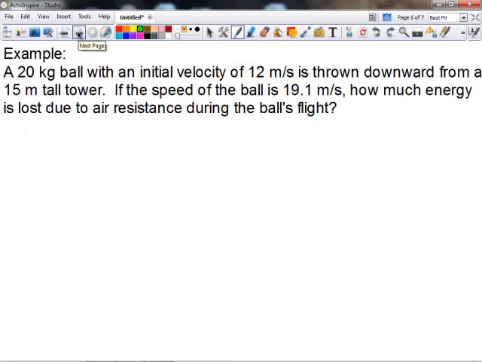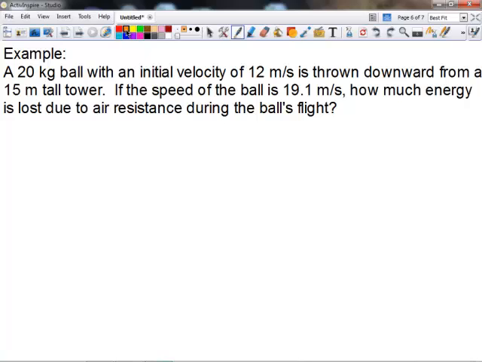We're going to look at an example problem here. And we have a 20 kilogram ball that has an initial velocity of 12 meters per second is thrown down from a 15 meter tall tower. If the speed of the ball is 19.1 meters per second when it reaches the ground, how much energy is lost due to air resistance during the ball's flight?